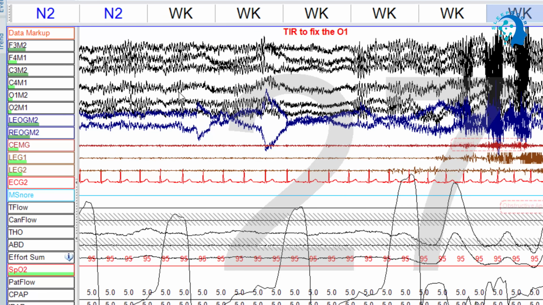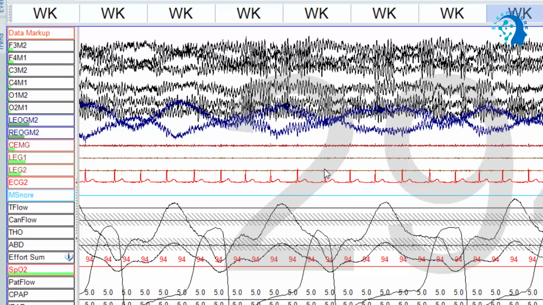TIR means technician in room to fix the O1. Did you understand? The technician has to note everything. Whatever the technician does, the technician did not note it. That's why I fixed it. But every time something like that happens, you have to put a note over there so that the scoring tech will see what happened.